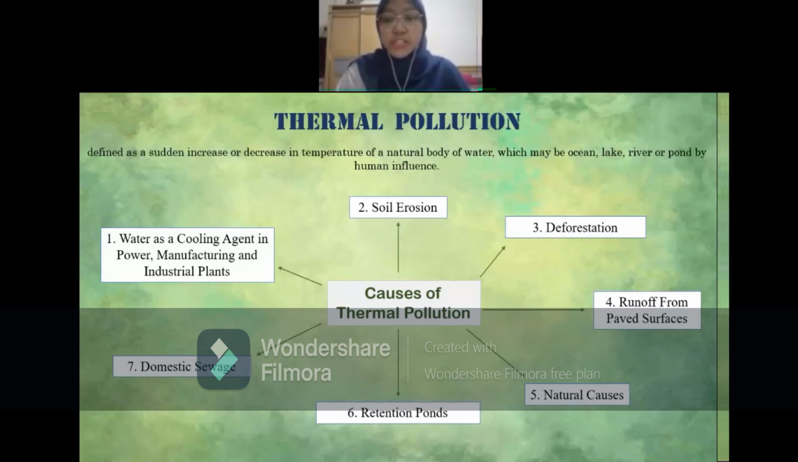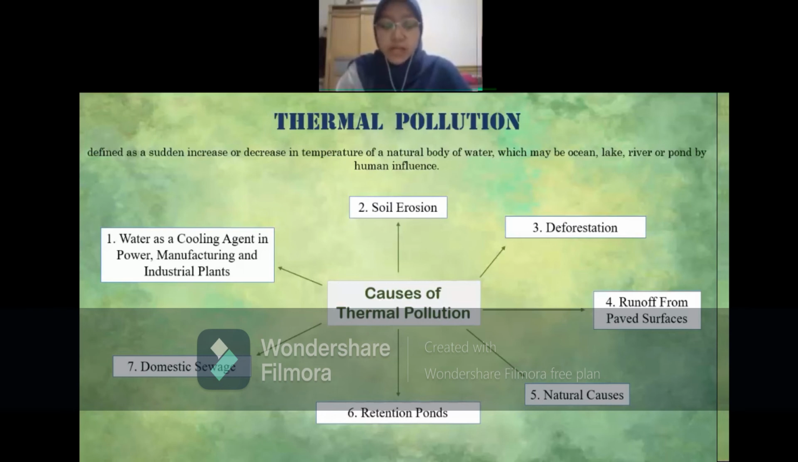The third one is deforestation. Trees and plants prevent sunlight from falling directly on lakes, ponds, or rivers. When deforestation takes place, these water bodies are directly exposed to sunlight, thus absorbing more heat and raising their temperature. Next is runoff from paved surfaces.